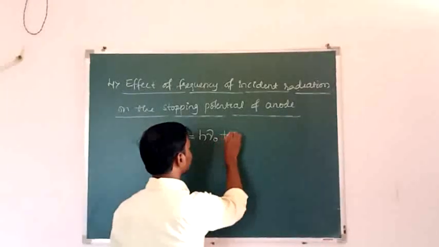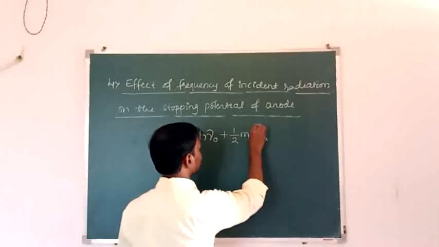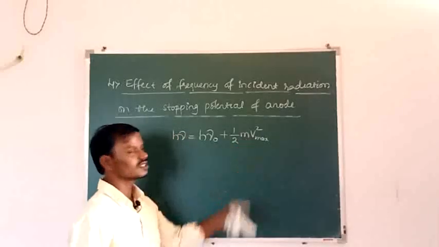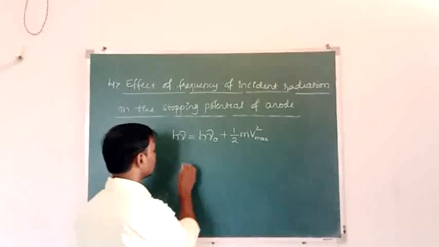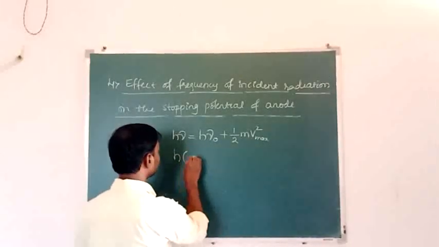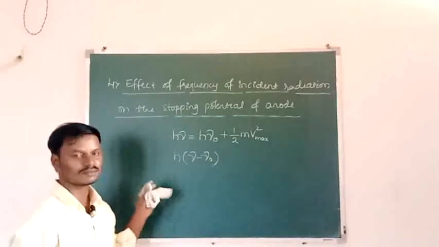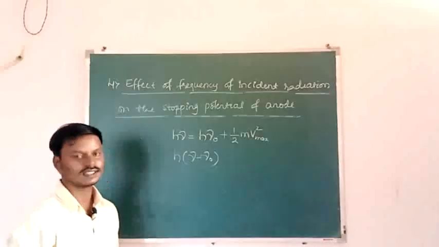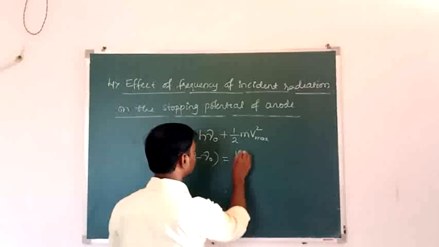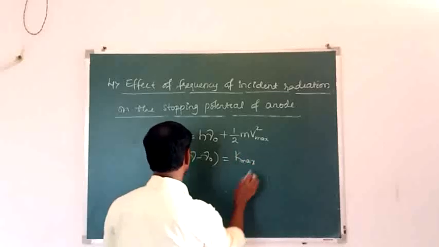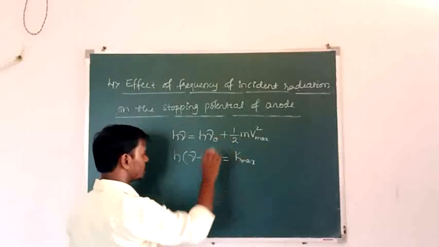Then plus kinetic energy, half m v maximum squared. V maximum is the maximum velocity of the ejected electron. Then h nu minus h nu naught, because I will take h nu naught to the left hand side. In both, what is common? h is common. Then it is the kinetic energy of the ejected electron. I will take h to the right hand side.